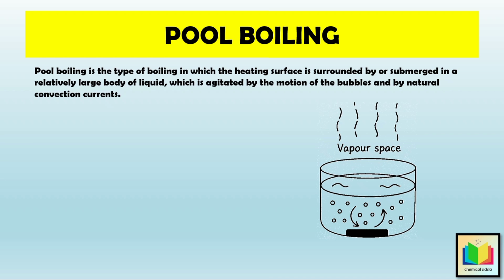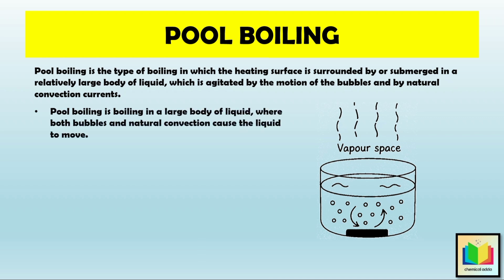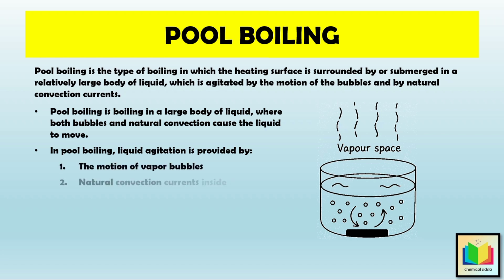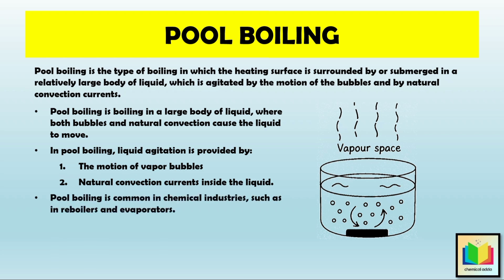These bubbles, along with the natural upward movement of hot liquid and downward movement of cold liquid, keep the liquid mixed, and this combined movement of liquid helps in transferring heat efficiently. In short, pool boiling is boiling in a large body of liquid, where both bubbles and natural convection cause the liquid to move. Therefore, we can say that, in pool boiling, liquid agitation is provided by the motion of vapor bubbles and natural convection currents inside the liquid. Then next point about pool boiling is common in chemical industries such as in reboilers and evaporators.